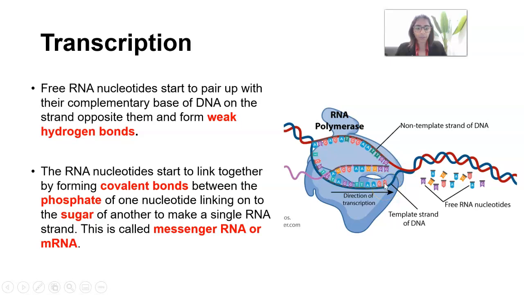Remember, hydrogen bonds are formed first because they are weaker. Eventually, you get covalent bonds forming between the sugar and the phosphate, and that becomes the backbone. Eventually, this process continues until we reach the end of the coding sequence, and as a result of that, we have a brand new mRNA molecule.